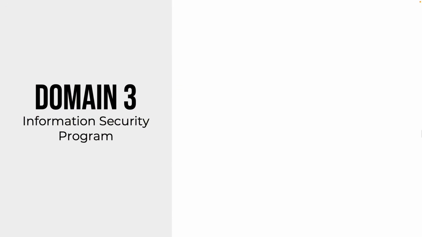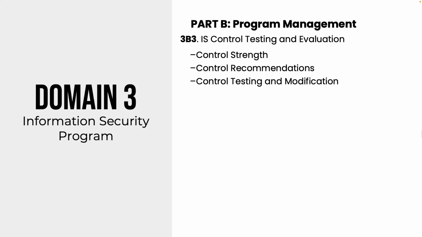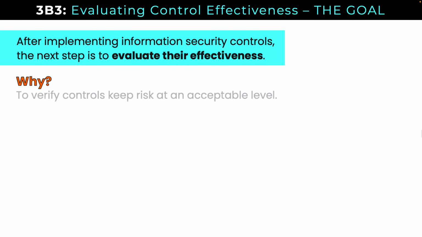Moving on to section 3B3, control testing and evaluation. We'll touch on control strength, control recommendations, and testing and modification. So after we implement information security controls, our next step is to evaluate their effectiveness. The point of that is to ensure that the control keeps risk at an acceptable level in practice as we expected it would in theory.